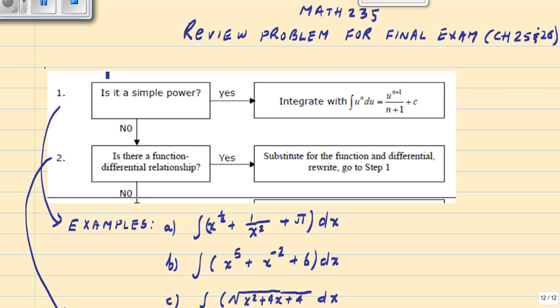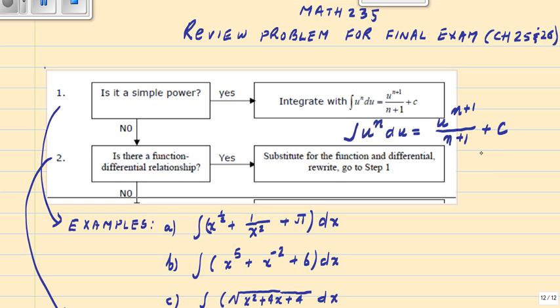And in this flowchart, we see that first of all, we're going to ask ourselves a question whether the integrand that we have is of a simple power. If that's the case, then we're going to be using just the straightforward general power formula, and that's integral u to the n du is equal to u to the power of n plus 1. We're increasing the power by 1, dividing by the new exponent, and then plus the constant of integration.